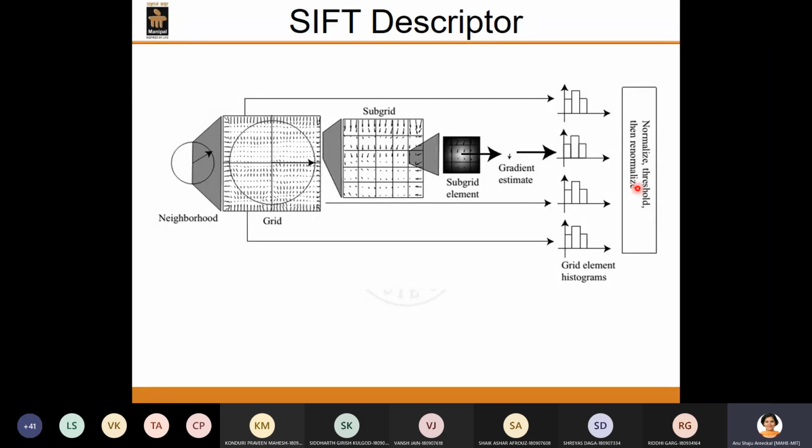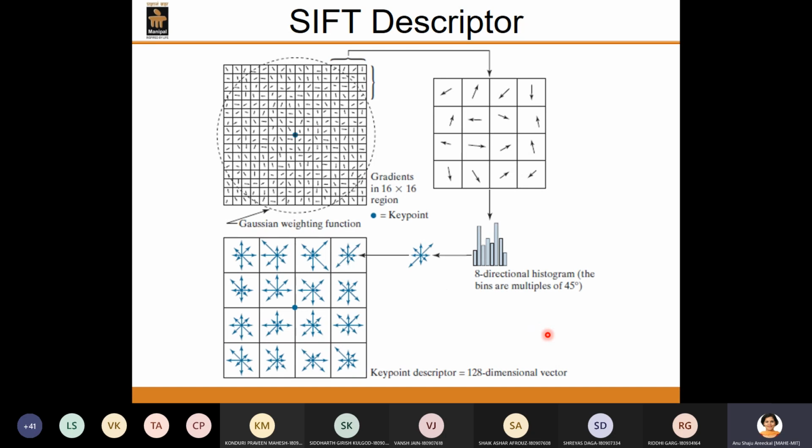One difference over here is that when you find the histogram, you use 36 bins. So for 0 to 360 degrees, as I'll show over here, you just take it into 36 bins.